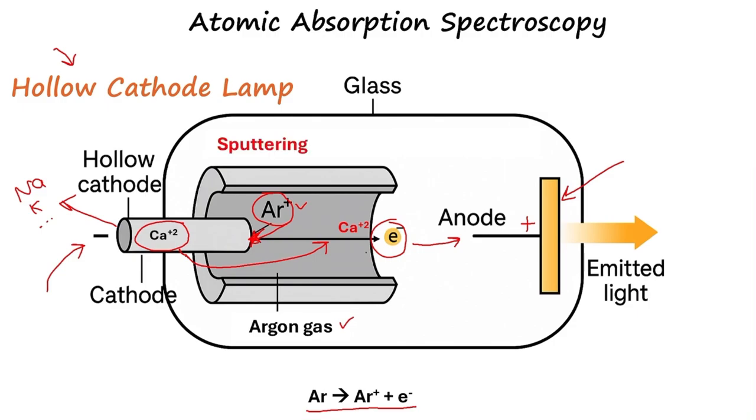Now that these metal atoms are in the gas phase, they can collide with energetic electrons and other ions inside the lamp, because those knocked-out calcium atoms are now free.